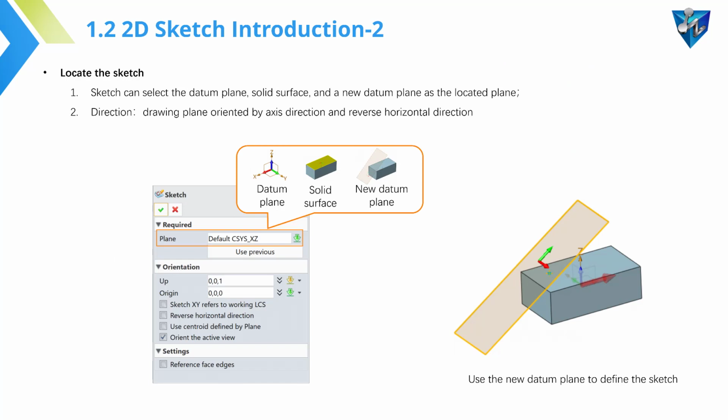After we call out the sketch tool, we need to define the datum plane and the plane orientation. In ZW3D, we can select the datum plane, solid surface, or a new datum plane as the located plane. For the directions, the drawing plane is oriented by axis directions and the reverse horizontal direction. Okay, let's move to ZW3D to show you how to create this 2D sketch.